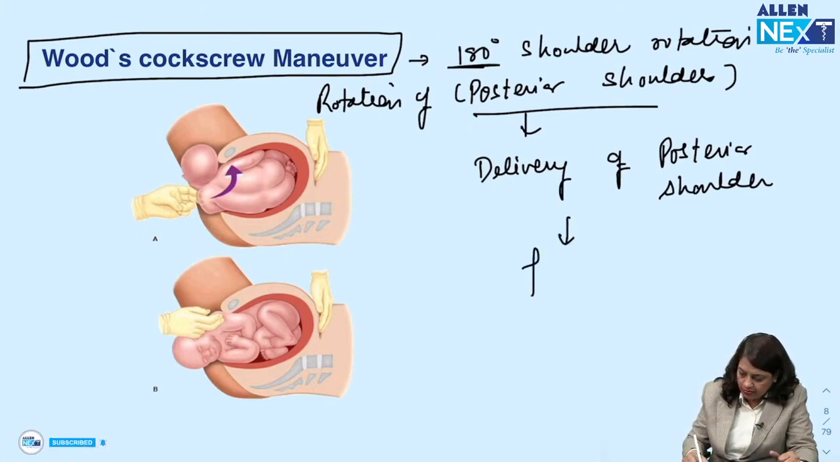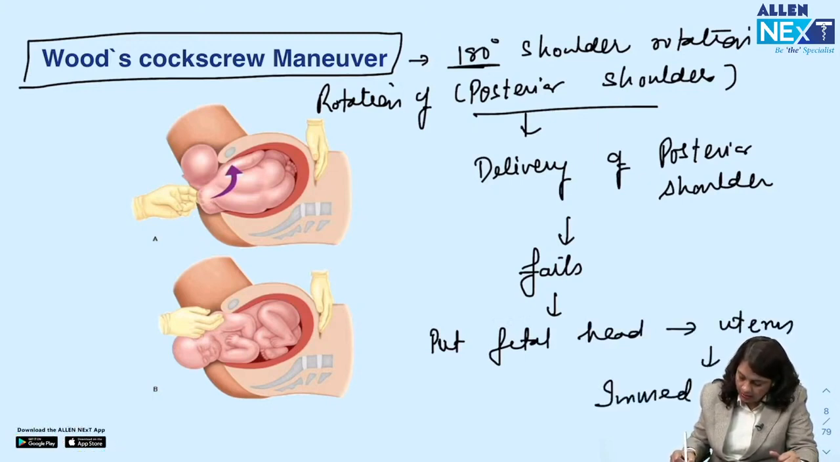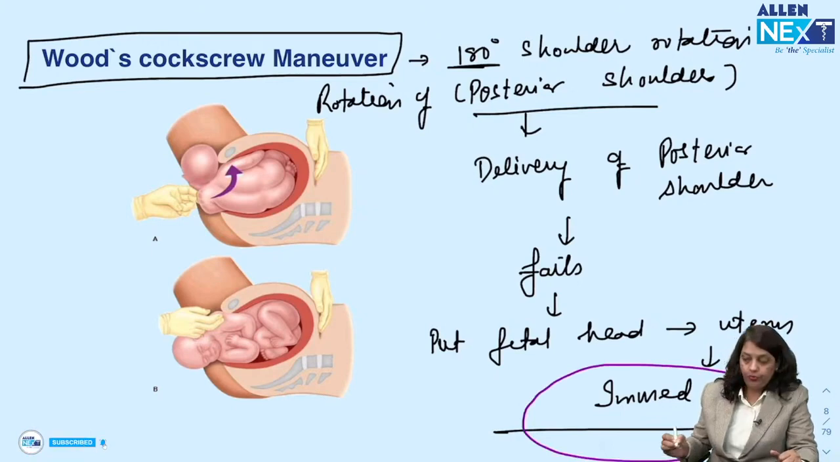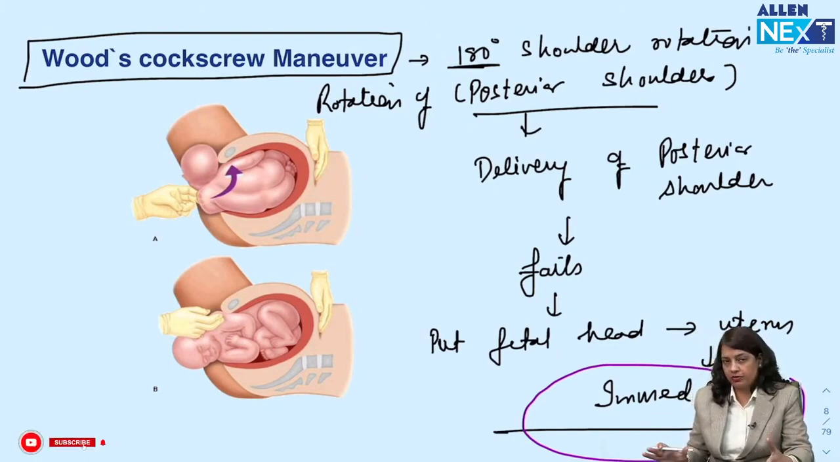So you have done all these maneuvers. Suppose it fails, then what? Then they say put the fetal head back into the uterus and perform an immediate cesarean section. Well, students, if you can do it very fast, well and good. But what I have seen is, in such neglected cases, usually of asphyxia or the patient coming to the hospital late, inactive or in second stage of labor, there is very less chance that you can save such a child.